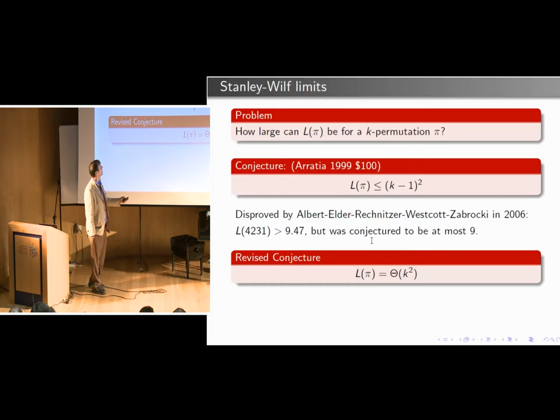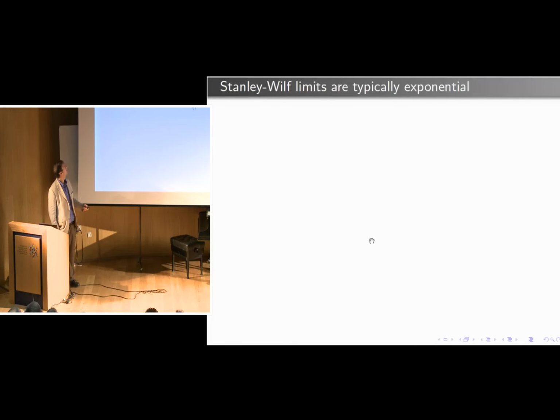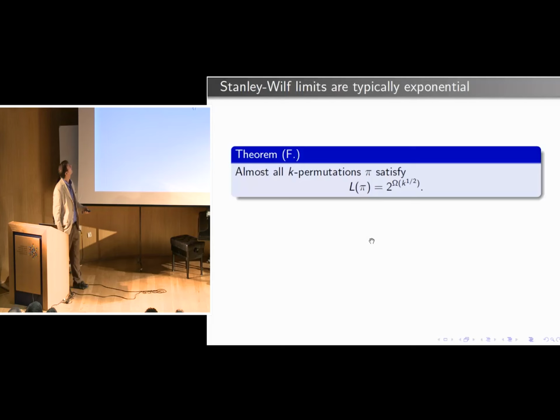There were huge tables constructed for S_n of pi, and they all seem to suggest that this should be true. In addition, there were a lot of heuristic arguments given for why this should be true. And in the various surveys, they say this is a widely believed conjecture, even from a couple of years ago. So the first main result I want to tell you about is that this is very false. Almost all k permutations pi satisfy that the Stanley-Wilf limit is at least exponential in root k. And I'll show you the proof of that shortly.